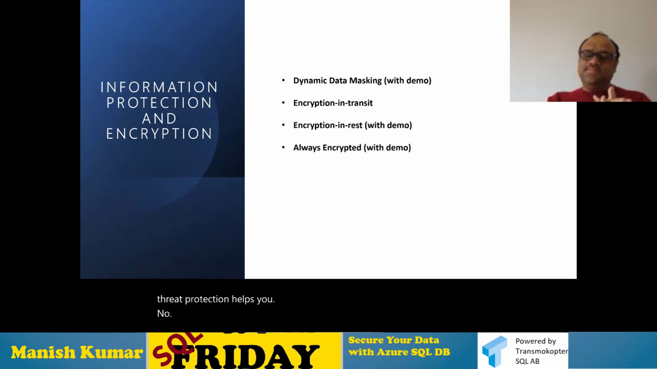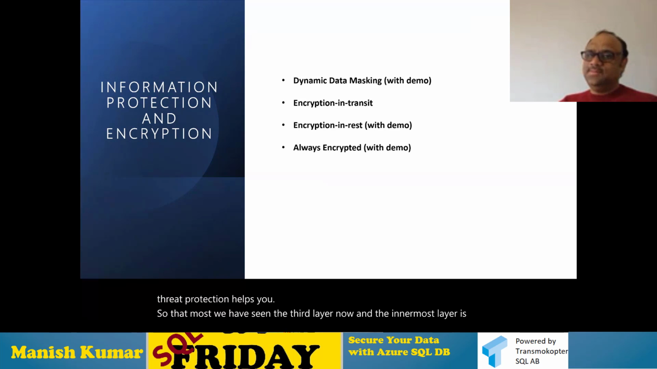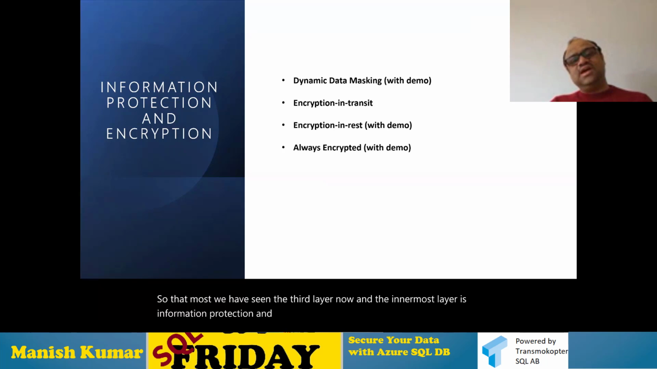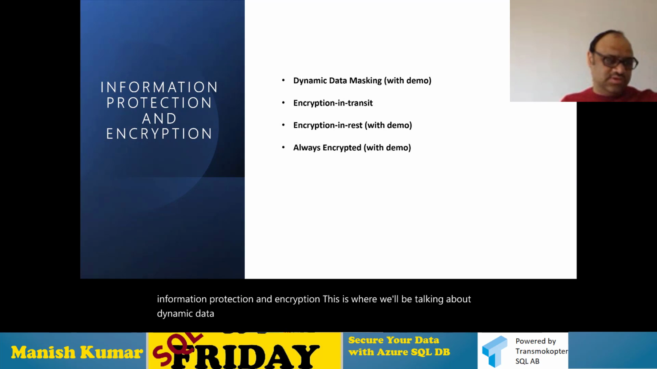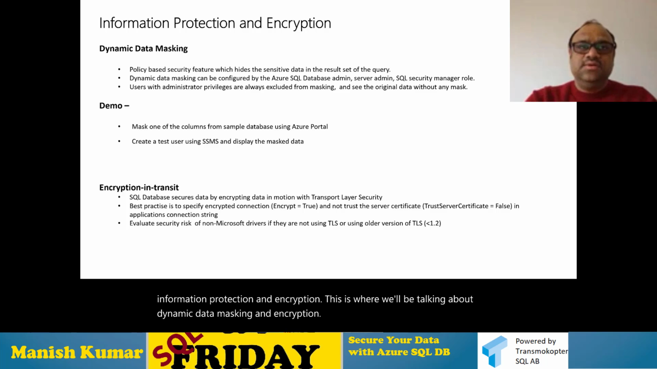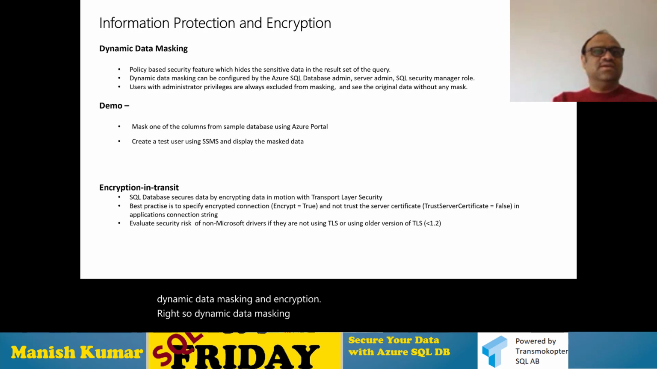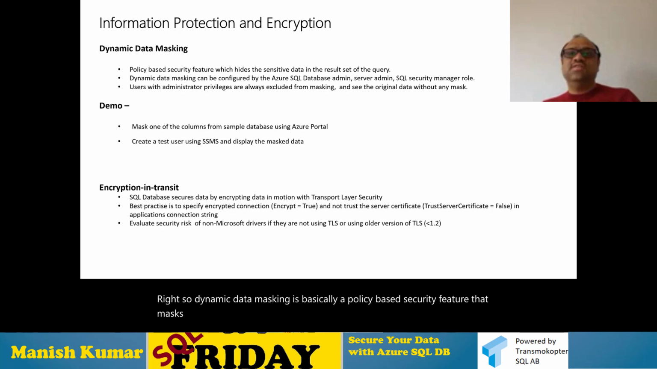So we have seen the third layer now, and the innermost layer is information protection and encryption. This is where we'll be talking about dynamic data masking and encryption. Dynamic data masking is basically a policy-based security feature that masks your sensitive data on the fly.